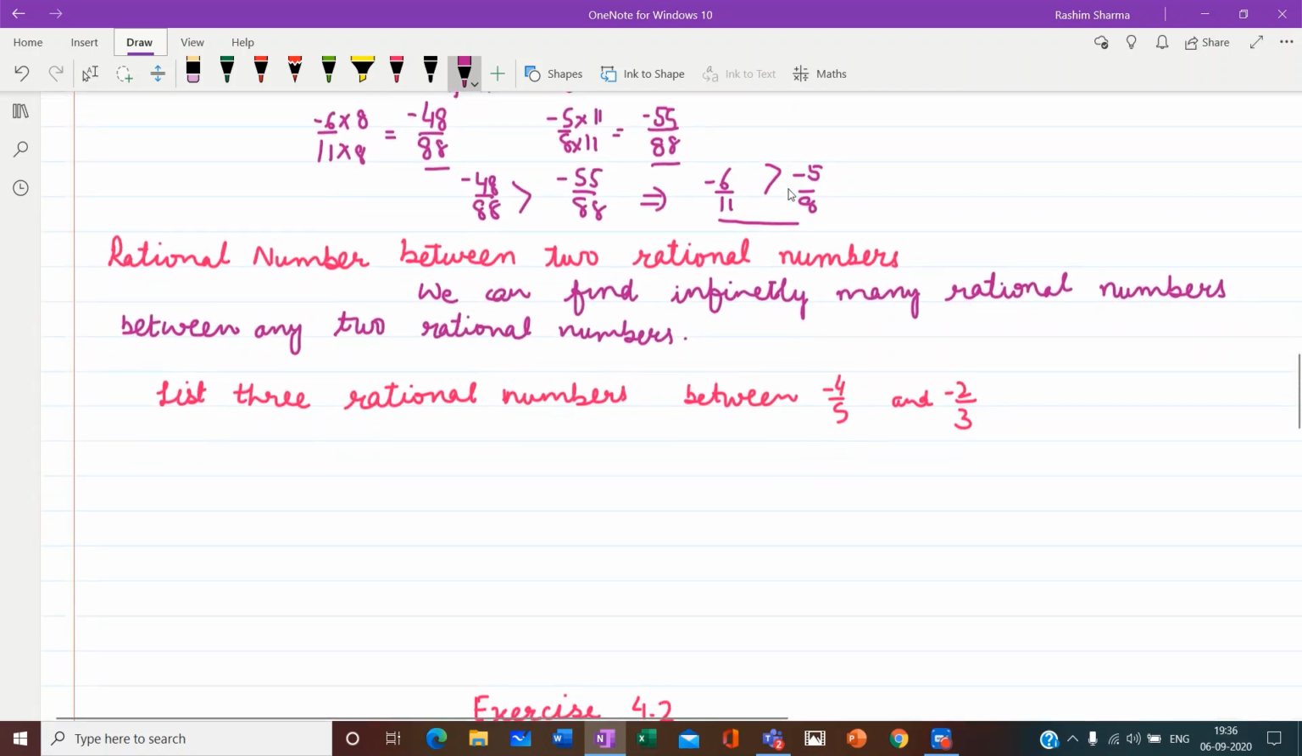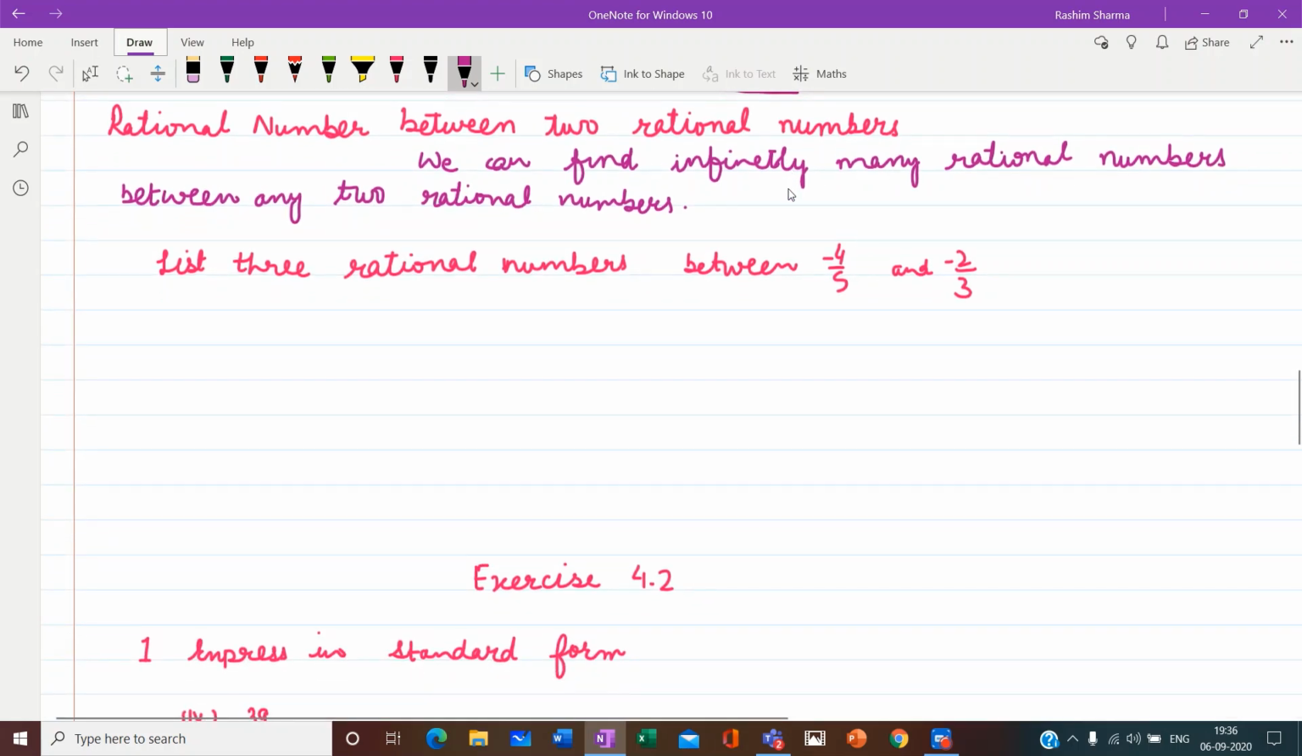So how to find a rational number between given two rational numbers? We can find infinitely many rational numbers between any two rational numbers. Now this we will understand with the help of this example. Numbers are minus 4 on 5 and minus 2 on 3. Now denominators here we can see 5 and 3.